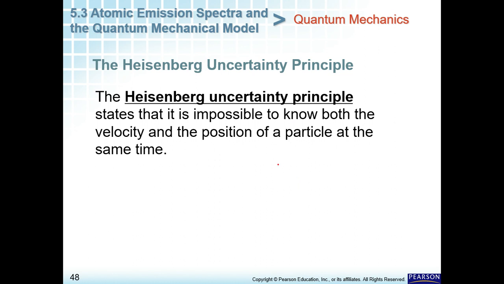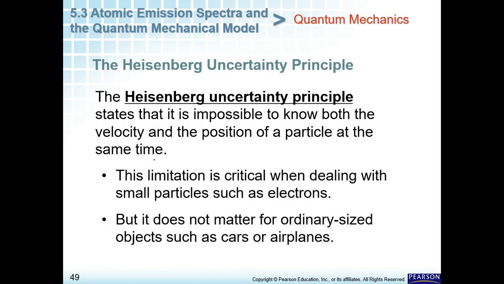Now, this brings up our last point that we're going to talk about in this section, and it's called the Heisenberg uncertainty principle. This principle states that it is impossible to know both the velocity and, if you've taken integrated science, velocity is the speed of an electron, and the position, in other words, the location of a particle or electron at the same time. Now, this limitation of not knowing speed and location only is critical when we're dealing with something so small like electrons. This does not apply and does not matter for things like cars, people, or airplanes.